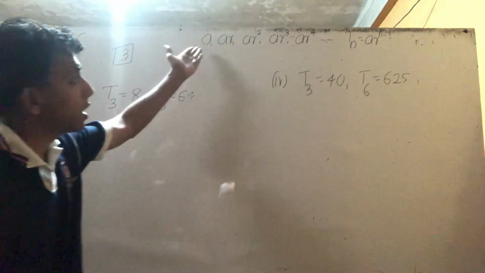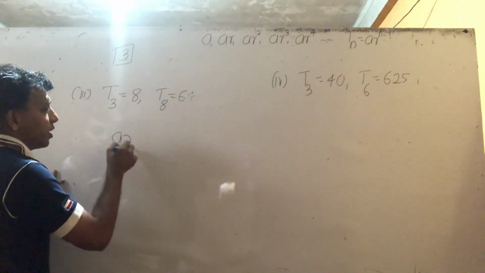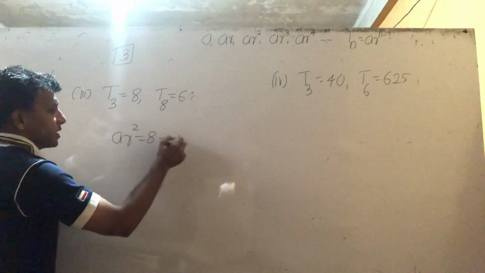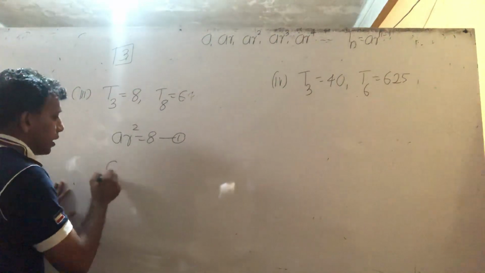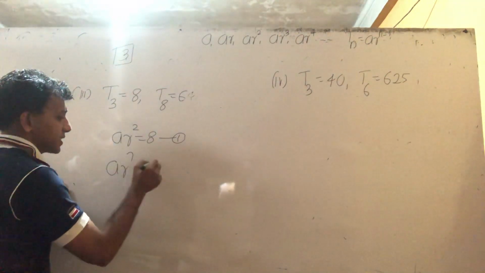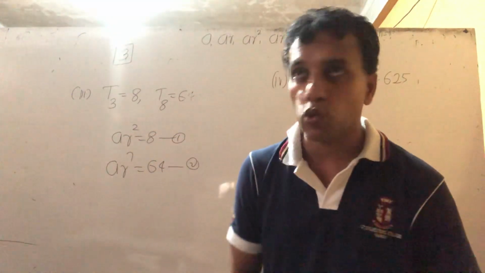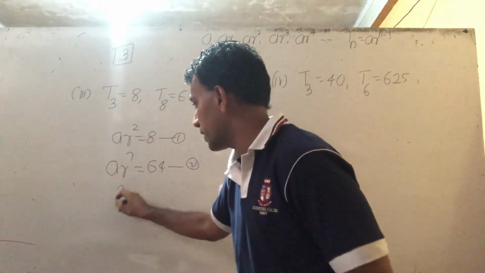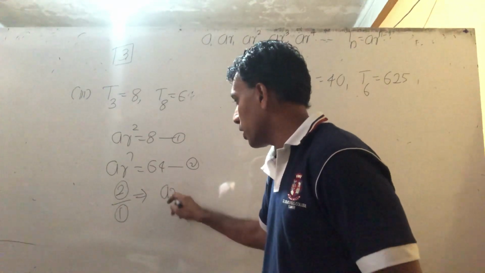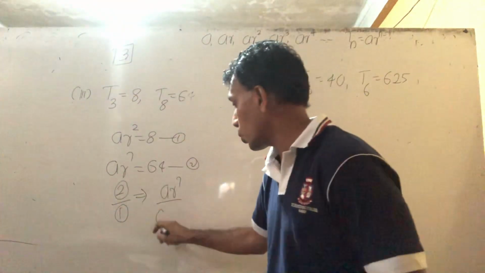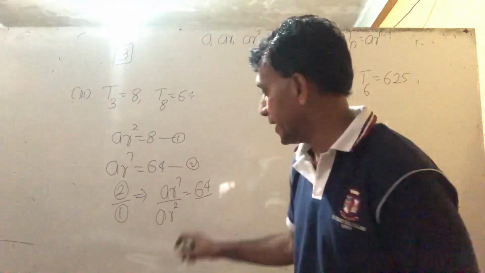Third term, see the order of the geometric pattern. Third term is AR square, which is 8. Say, first equation. And the 8th term is AR power 7, which is 64. Say, second equation. Now solve this pair of equations. The idea is to divide. Second divided by first: AR power 7 divided by AR square equals 64 divided by 8.